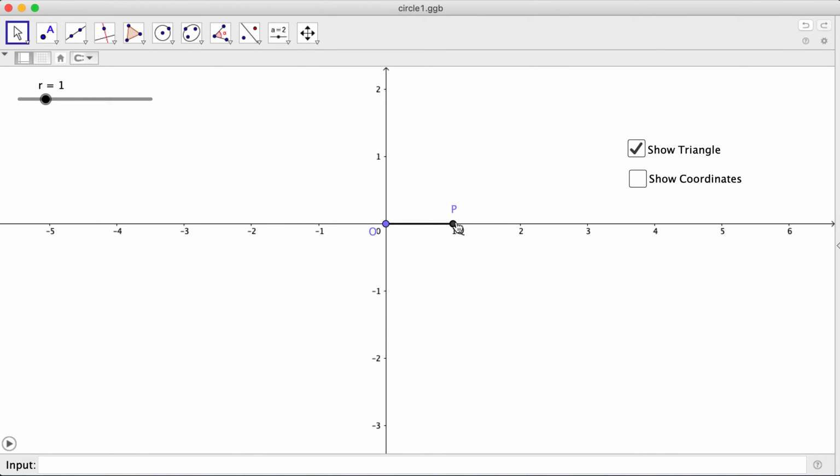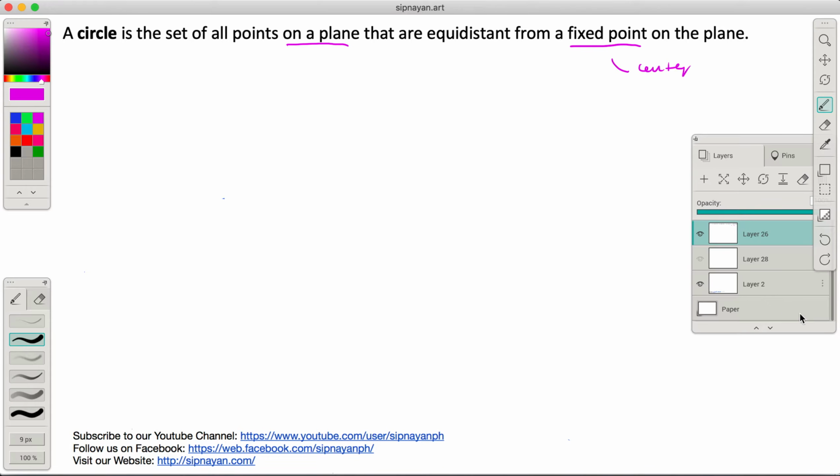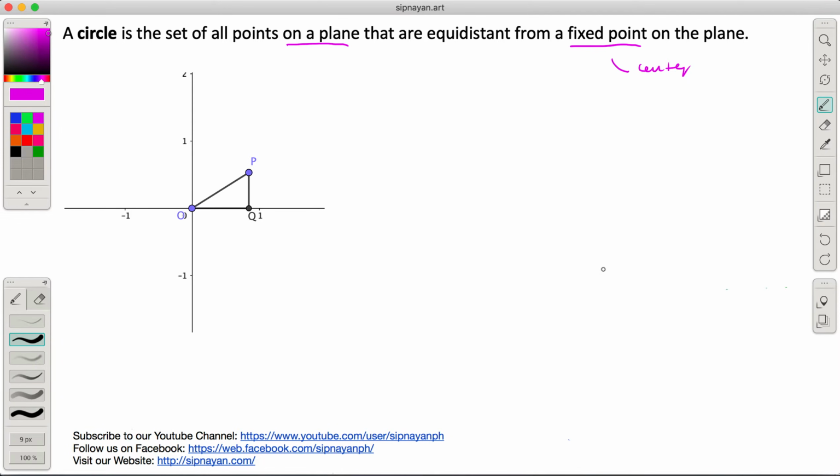And we know that the coordinates of P vary depending on its position. So maybe we can just let the coordinates be x, y. You've already studied ordered pairs, right? So looking at a particular triangle, we have triangle OPQ, and the coordinates of P are x, y.